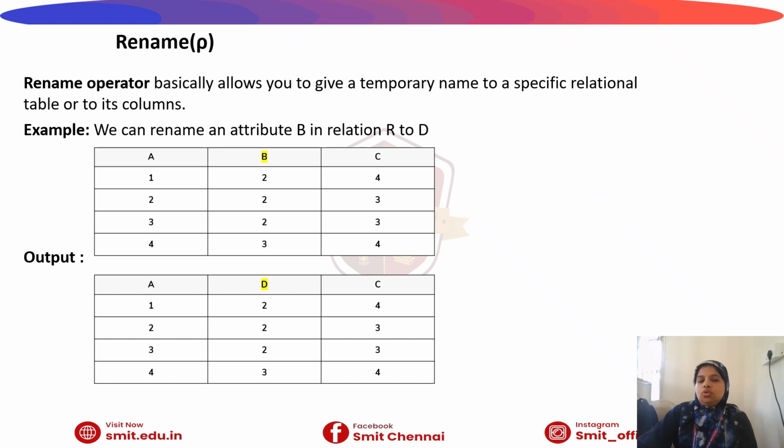And next we see rename. It basically allows you to give a temporary name to a specific relational table or its columns. So attribute B will change to D. These are the tables: A values, B values, and C values are there. If you want to change the B name itself, not the values, you want to rename it. So rename it to D. So this will be the output.